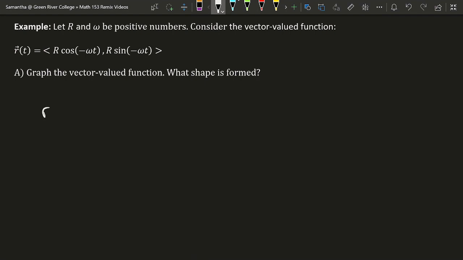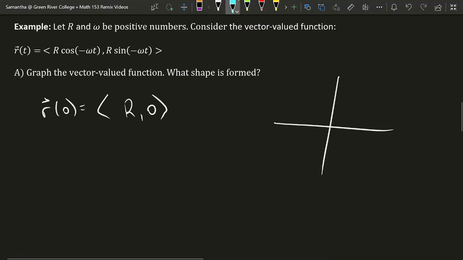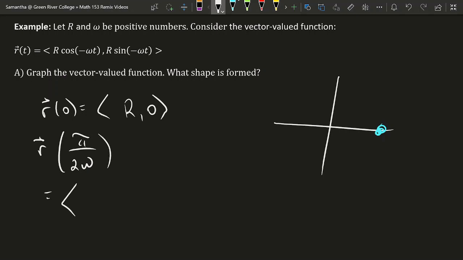Well, once again, if I tested this by plugging in a couple of sample values of t, then you can confirm at time t equals 0, we're once again on the right side of a circle of radius r. But this time, if I try and move forward in time, for example, to pi over 2 times omega, let's see what happens if I plug that value into this vector valued function.